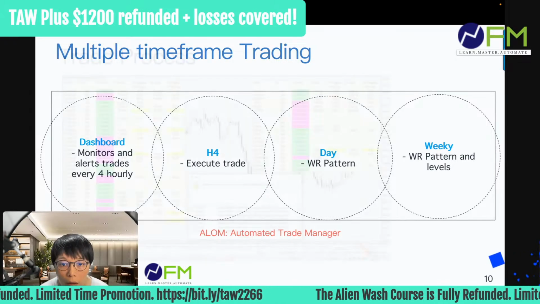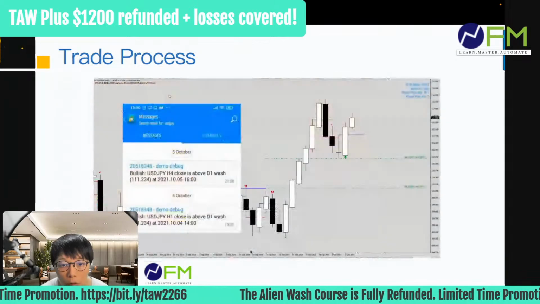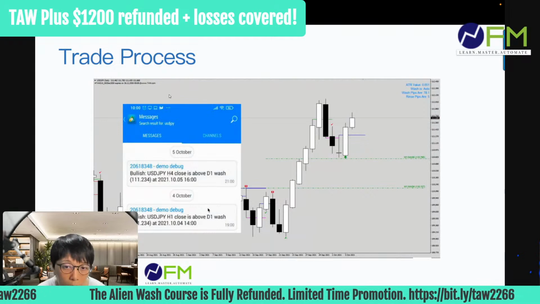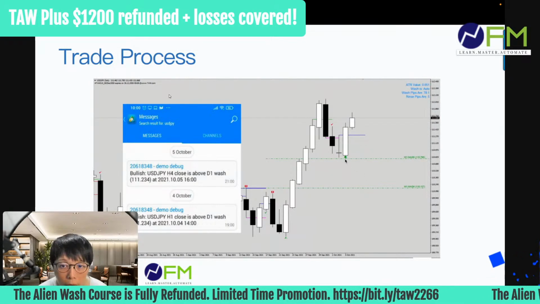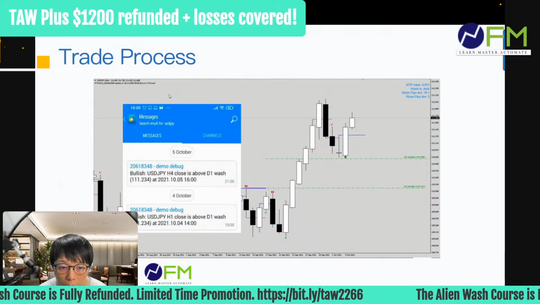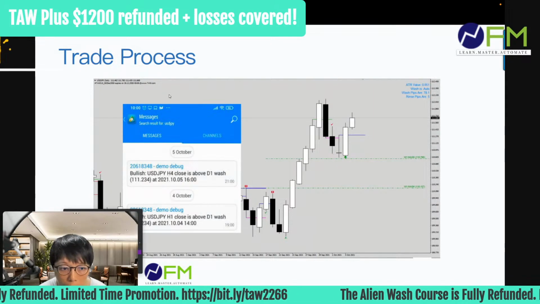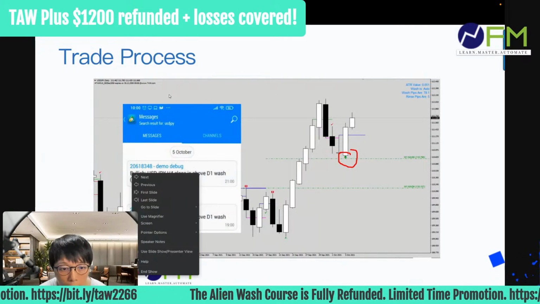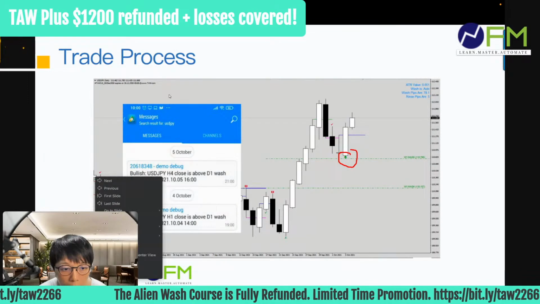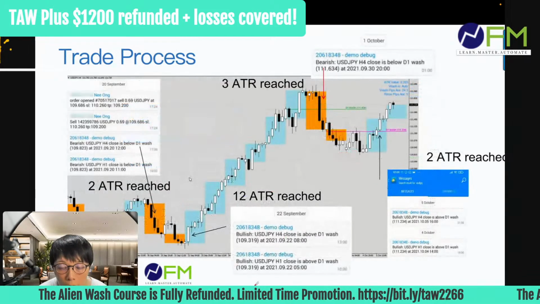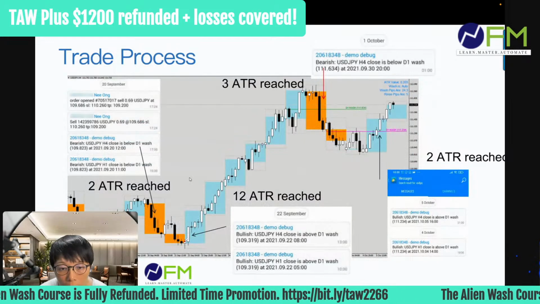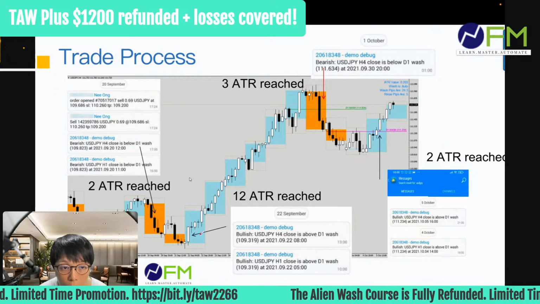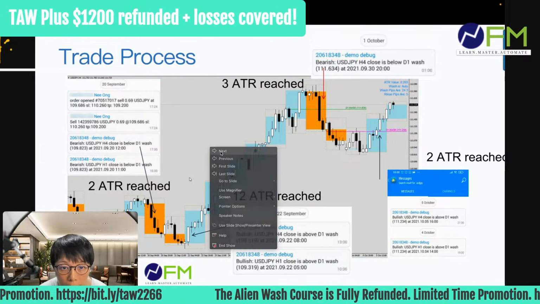Now, this is our dashboard. This is how it looks. This is our signal alert that comes in, and then the arrow that you see here is the wash and rinse signal. This is how our chart looks basically in the lower time frame. Just to quickly sum up.